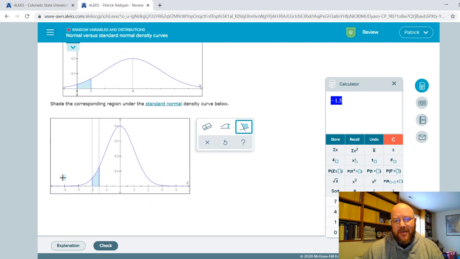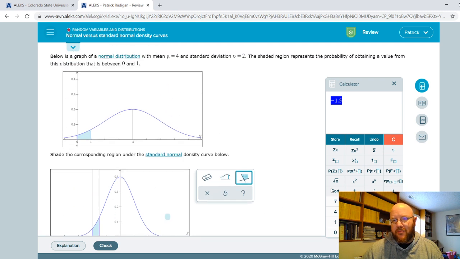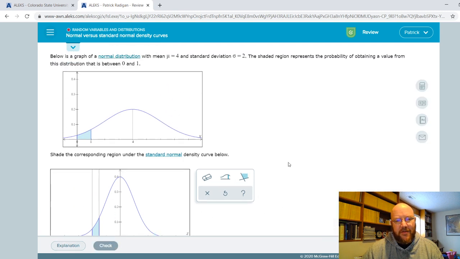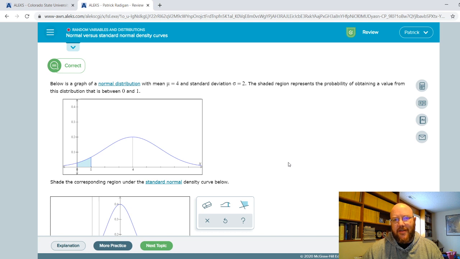Notice that this guy's just going to be taller than this one usually, and as long as it kind of looks the same, you're probably in the right spot. So here we go, let's check that, and we got that one right too.